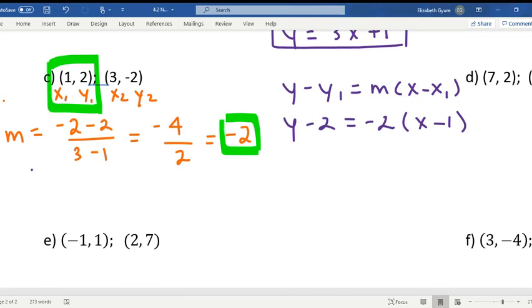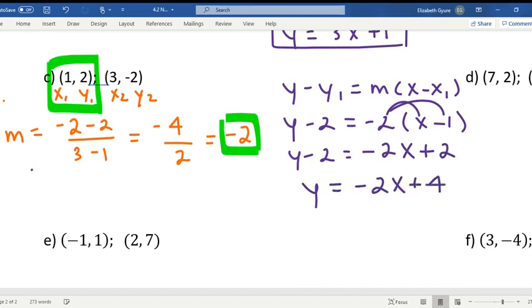Aiden, now what should I do? What would my next step be? I can't move anything over yet. What do I need to do with this -2 in my parentheses? Yeah, I need to distribute. So y minus 2 equals, and we're going to distribute our -2. So 2x plus 2, and then add over your 2. That'd be -2x plus 4.